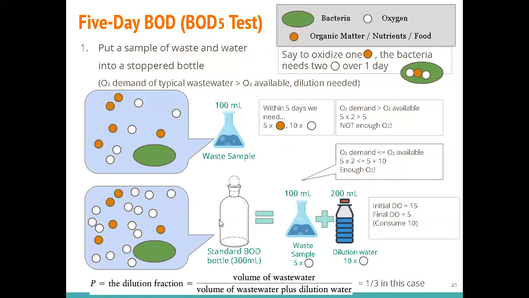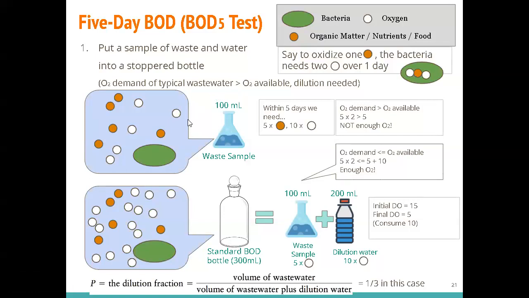Okay, so unfortunately, sometimes your wastewater sample does not have enough oxygen. You can see that right here. If we still use the same example, oxidize 1 organic matter, bacteria needs 2 oxygen units. If this is the case, then this is not enough, right? We need 10 oxygen units. We just have 1, 2, 3, 4, 5 of them.